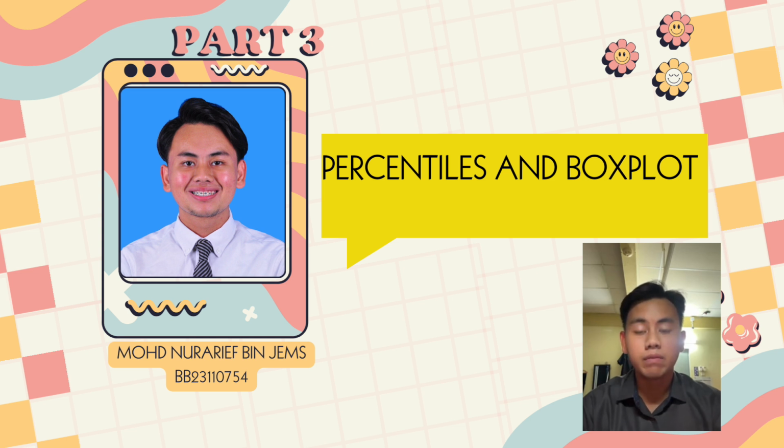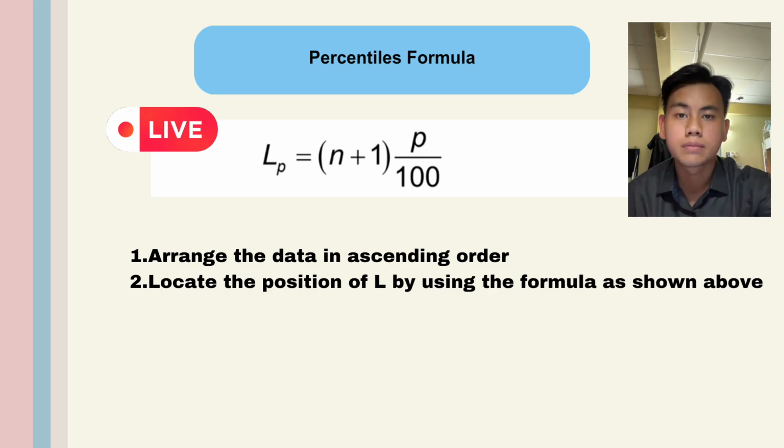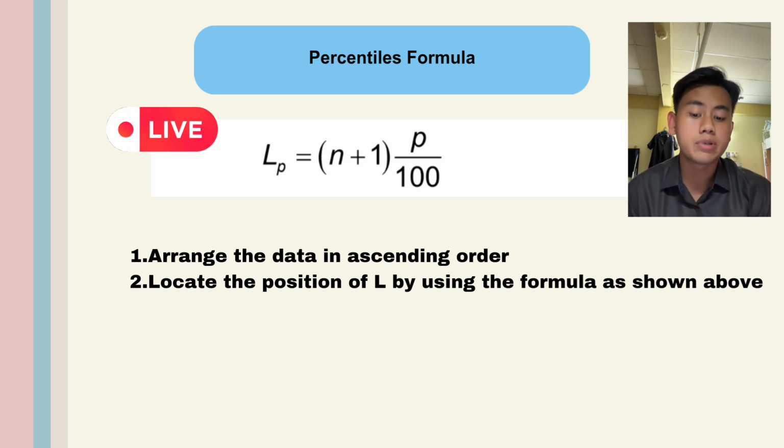Today I will cover part 3 of the assignment, which is percentiles and box plots. First of all, I would like to start the presentation with the formula of the percentiles, which is LP equals (n plus 1) times P over 100. The first step is to arrange the data in ascending order and then locate the position of LP by using the formula as shown in the slides.